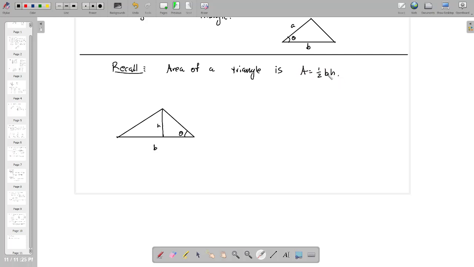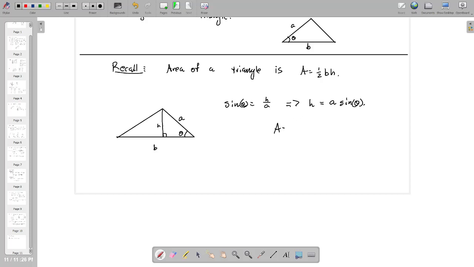But suppose that I don't know the base and the height. What if I know two legs of the triangle, a and b, and I know the included angle? We can still find the area of the triangle very easily because we can find the height of this triangle just by using the sine function. Sine of theta is h divided by a. So that would be sine of theta is equal to h divided by a. And if we solve for h, then we get that h is equal to a times sine theta. So now I know what the height is of this triangle, and I can use this area formula to find the area of the triangle.